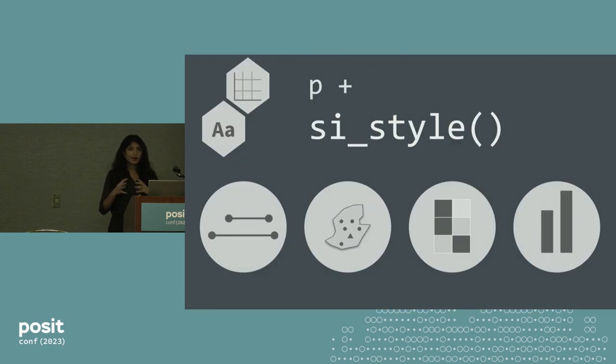And so by packaging all of these elements into their own central theme and building in a custom font for our package, we were able to pull all of these elements together into one simple function called si_style. And the idea behind si_style is that any user could pick this up and pipe this into their existing ggplot code and then immediately be able to standardize their plot elements to our style. So visual hierarchy, axes, white space, the likes, while still remaining flexible and customizable to the user.